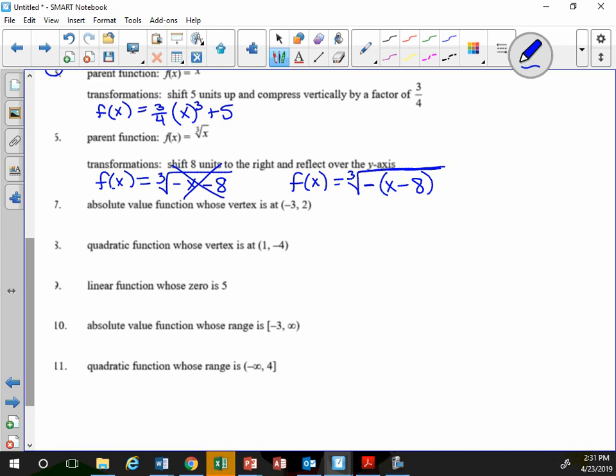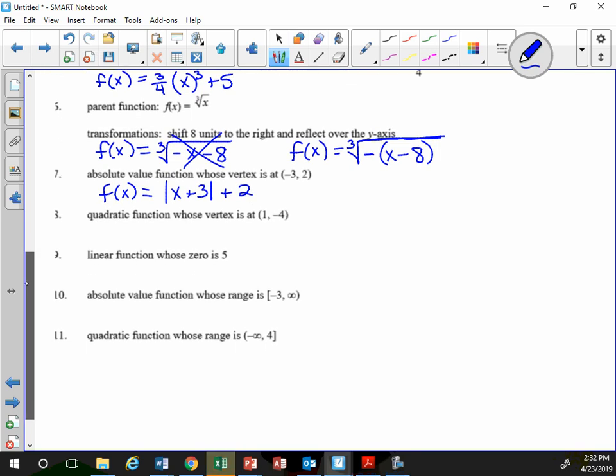Okay. All right, let's do 7, and then I'll have you do the rest on your own. So absolute value function and the vertex is at negative 3, 2. So that means you've gone left 3 and up 2, right? So that's all you're writing. You're going to do absolute value, left 3, up 2. All right, so try 8 through 11 for me.